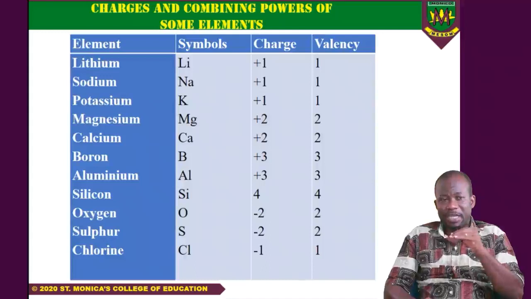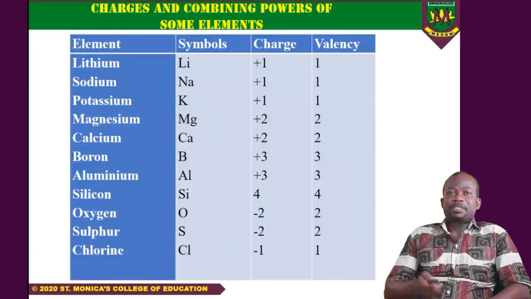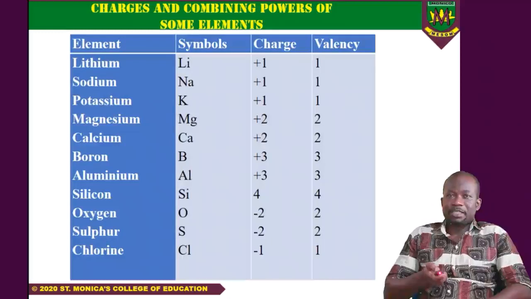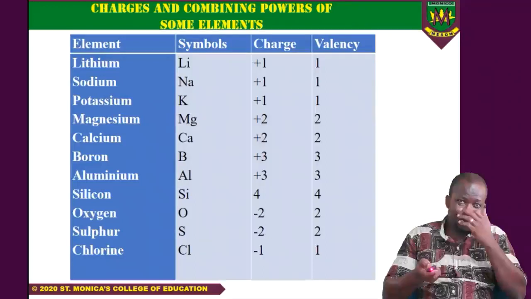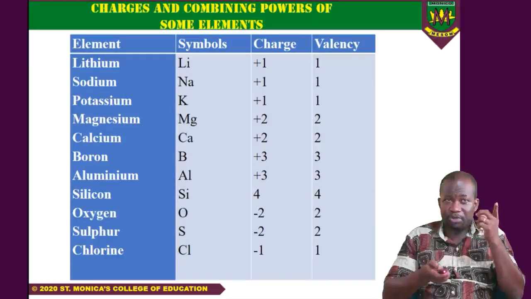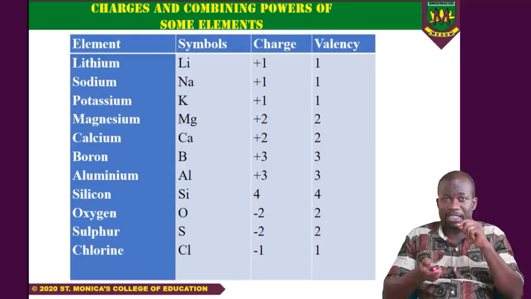So in principle, we're saying that the valency is the number of electrons lost or gained by an element in a chemical combination. So this is a table of some elements, their symbols, their charges, as well as their valency. If you understand the concept well, as soon as we mention lithium, straight away you tell us that the valency is 1, because you get to know that lithium has atomic number 3, and then the first shell takes 2 in its configuration, and the last one is 1, and it is that 1 that it will give out, and that 1 is its valency.